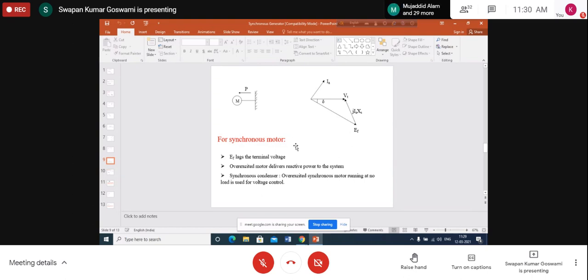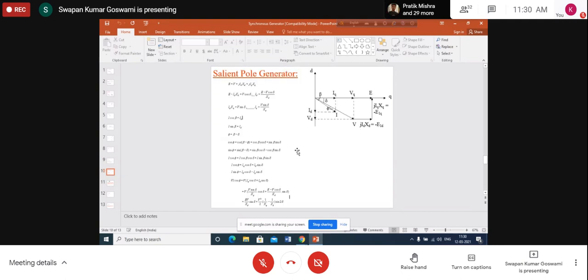If this is clear, now let us move to the other type of generator. We have so far discussed the non-salient pole or cylindrical rotor type synchronous machine, and the cylindrical rotor type synchronous generator. Cylindrical rotor type synchronous generators are available at thermal power stations. That's why they are also sometimes called turbo generators, meaning driven by a steam turbine.